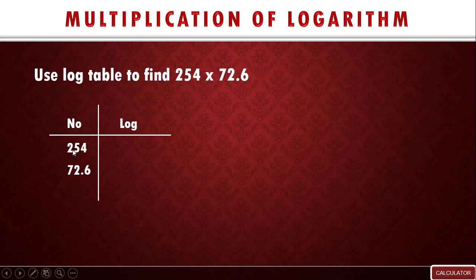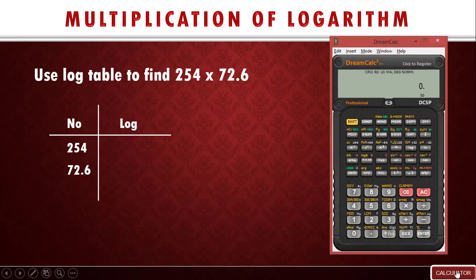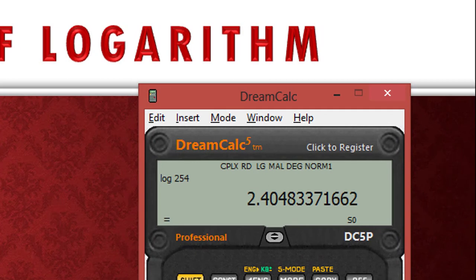If you look, both numbers are greater than 1, so it will be easy for us to make use of our calculator to determine it. Okay, fire on the calculator. Okay, the next thing is to use our log. Press your log, 254, and then press equals or enter on your calculator.